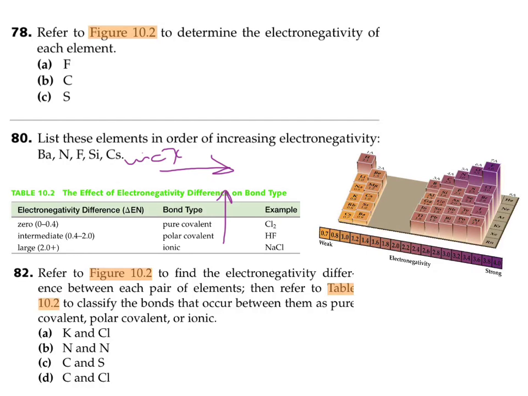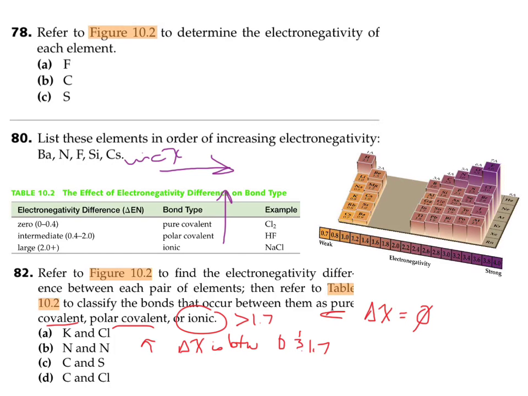And I think if you look back, I'll go ahead and put it here. Pure covalent means delta chi, the electronegativity difference, is 0. That's pure covalent. Polar covalent would be what? Between 0 and 1.7. Yep, 0 and 1.7. And then ionic would be what? Greater than 1.7. So yeah.